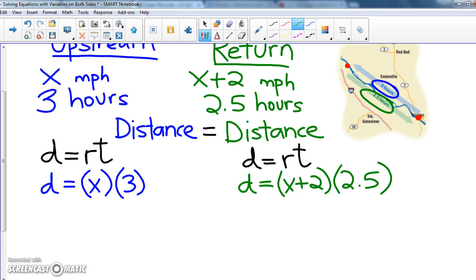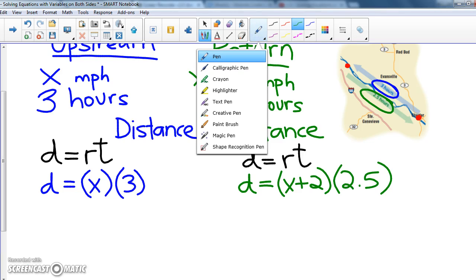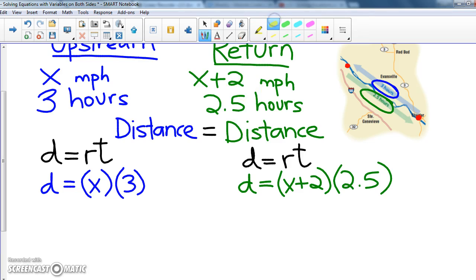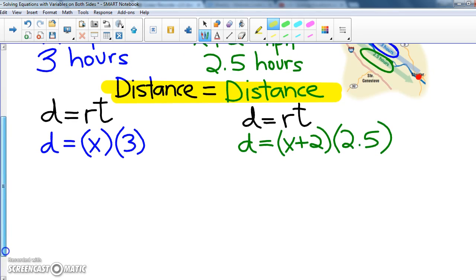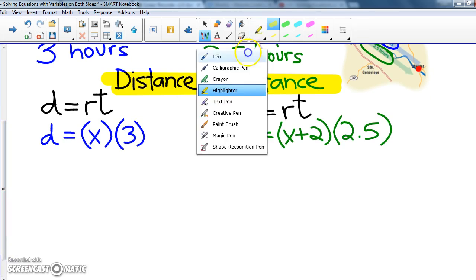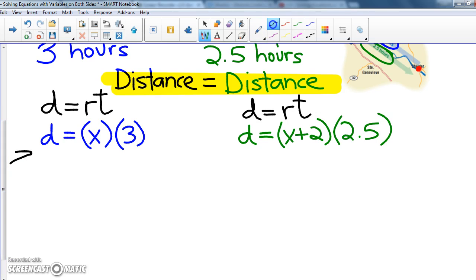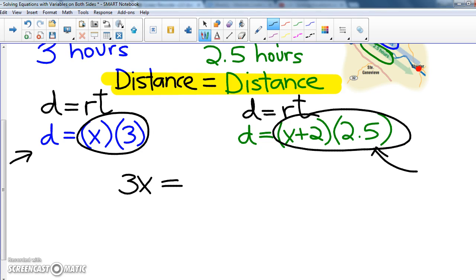All right, so I have 2 separate equations, but what did we just say about distance? We said that the distance of one equals the distance of the other, which means, just like in the previous problem, I can set this equal to this. And that's what I'm going to do. So I've got 3x equals this. I'm just going to flip-flop it because I'm going to have to distribute, and it's easier if I have it in the opposite direction. It's up to you how you want to do it.